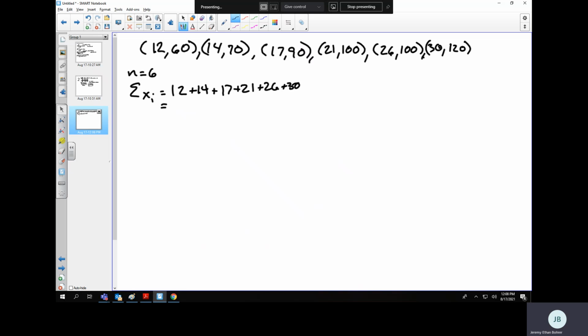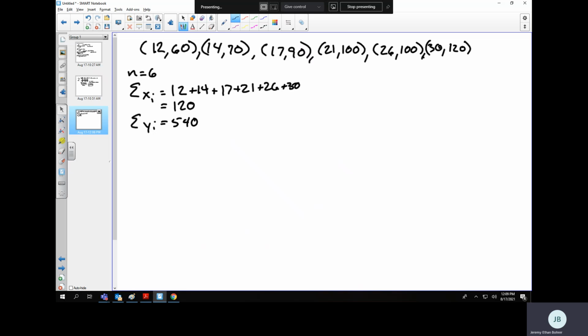12 and 14 is 26. You know, I'm just going to grab a calculator. Never do things by hand if you don't have to. There we go. That's 120. Nice number to use. And then the sum of our yi's is actually going to be easier because they all end in 0. We're just going to have 60 plus 70 plus 90 plus 100 plus 100 plus 120. So that's 540.